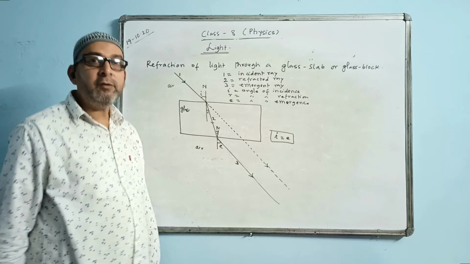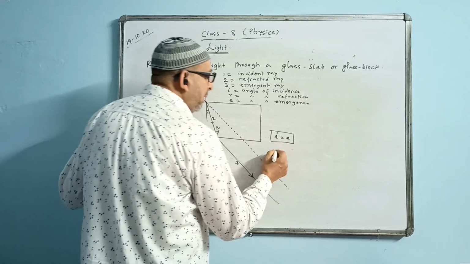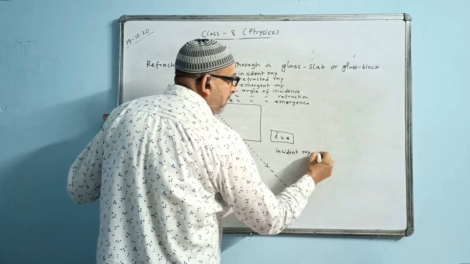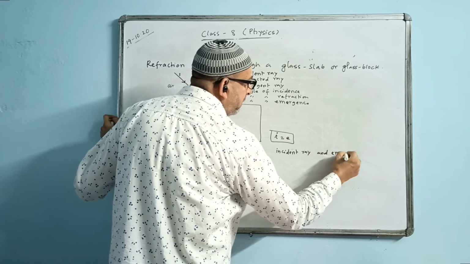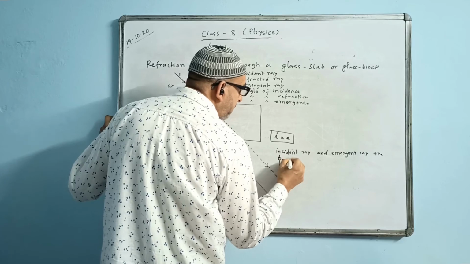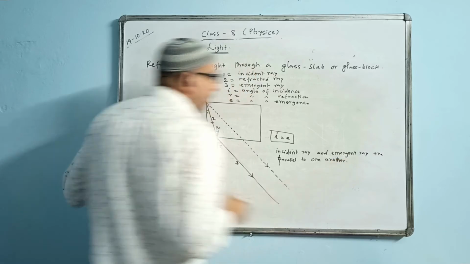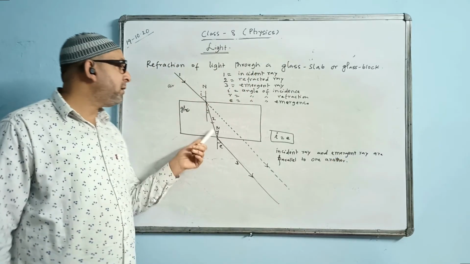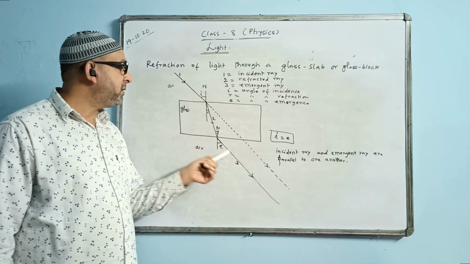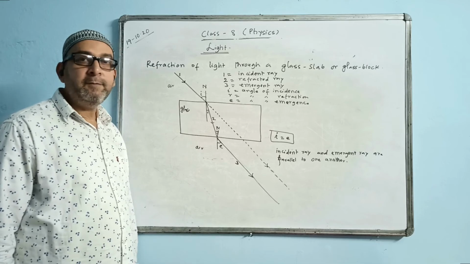Two rays are always parallel to one another. The incident ray and the emergent ray are parallel. That also we have to write: incident ray and emergent ray are parallel to one another. Why are they parallel? Because they are contained by two parallel sides. This side and this side are parallel, that's why this ray and this ray are always parallel.